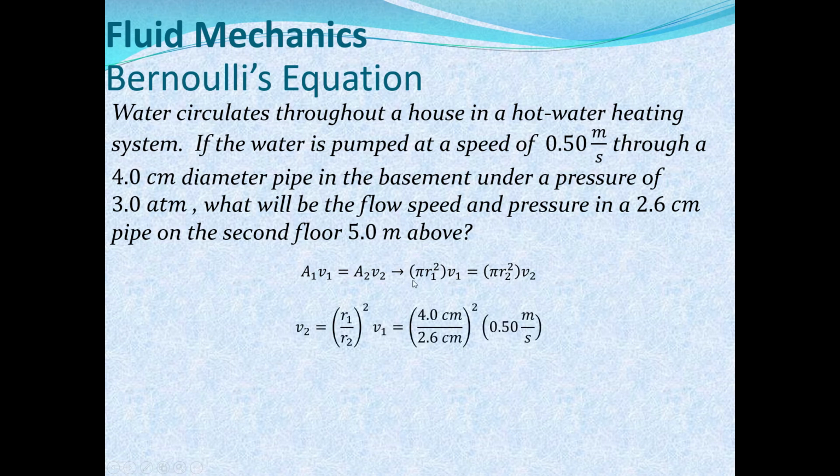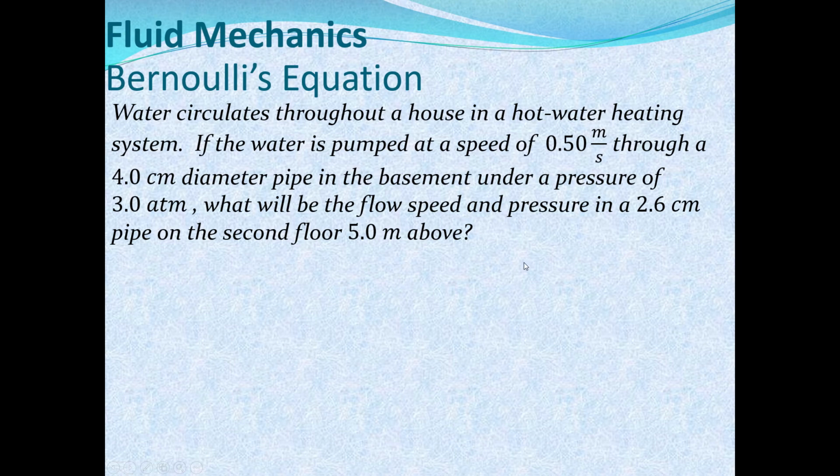Again, we use the area of a circle, because that's the cross section of the pipe. Plug the numbers in. I actually don't need to convert the 2.6 and the 4 because they're both in centimeters, and it's just going to cross out. So I end up getting that the flow speed on the other end of the pipe is 1.2 meters per second.